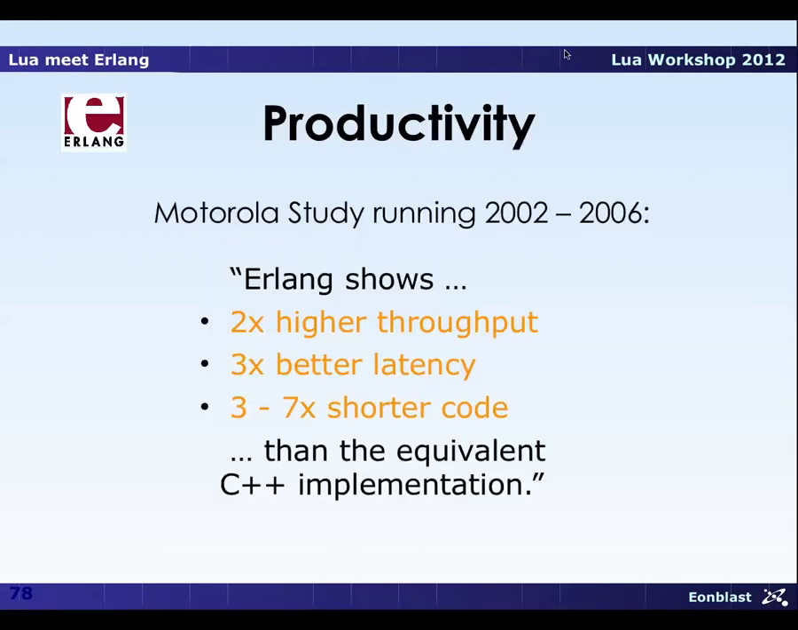And as a last argument why Erlang might be worth your time, there was a study in 2002 to 2006 conducted by Motorola where they showed that for the problems at hand, they were able to have 2 times higher throughput and 3 times better latency with 3 to 7 times shorter code for what they programmed. Those were telephone switches that they programmed once in C++ and then in Erlang to have a direct comparison.